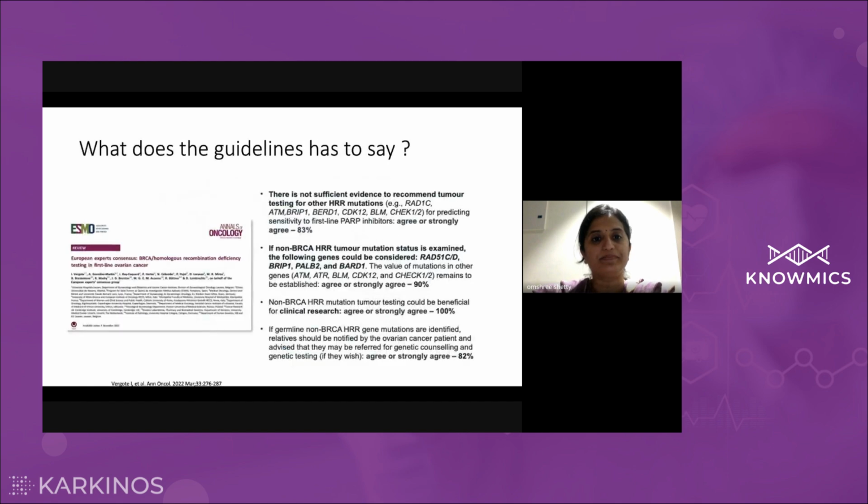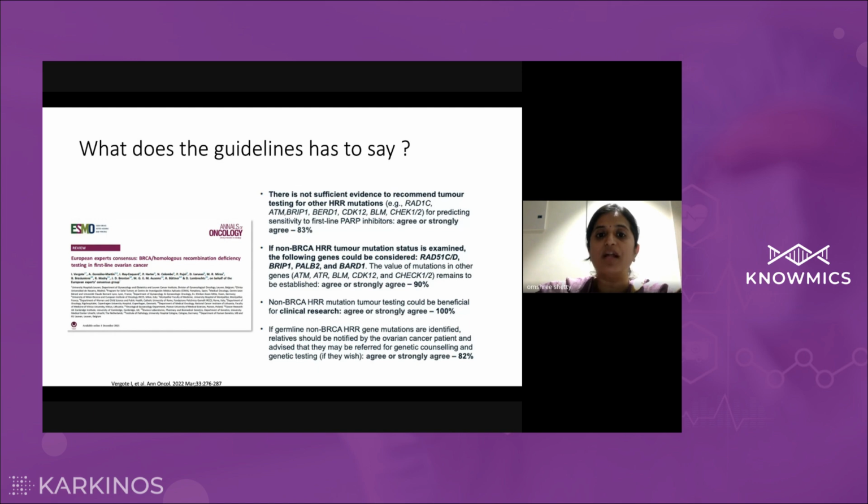Next, please. So with all that, this is what we have looked into in the literature, and we are talking about our own experience. So what do the guidelines have to say? As per European expert consensus, there is not sufficient evidence to recommend tumor testing for other HRR mutations for predicting sensitivity to PARP inhibitors. So just because those genes are positive, you cannot say that they can be given PARP inhibitor.